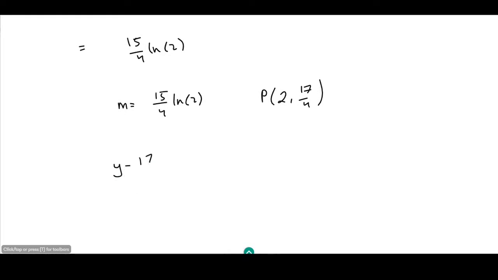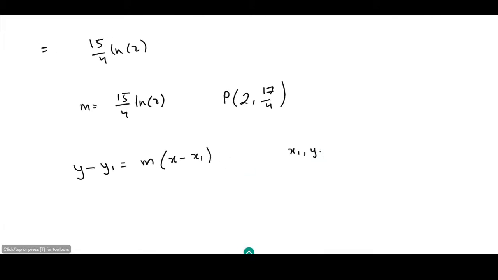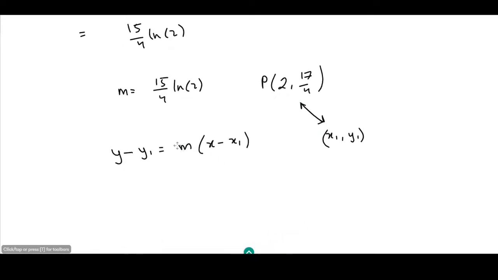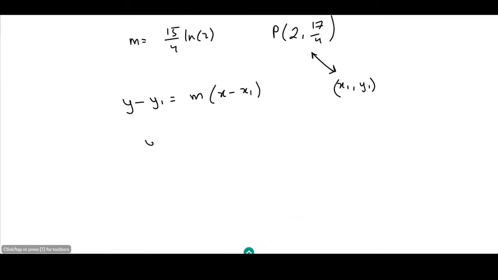So it's y minus y1, in fact I'll write that out, y minus y1 equals m times x minus x1. So x1 and y1 is the point at which you want to find the tangent, and m is the gradient. So we have y minus y1, which is 17 over 4, equals m, which in our case is the gradient, 15 over 4 ln 2, times x minus x1, again 2.